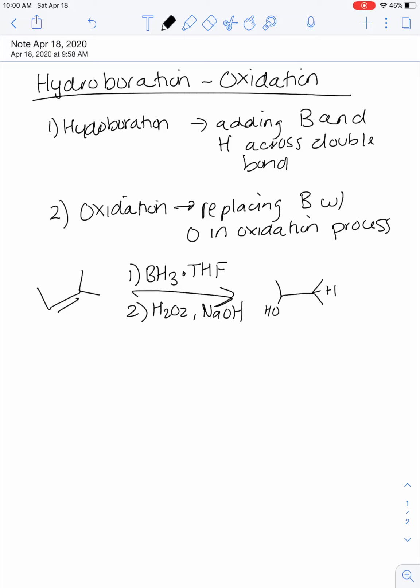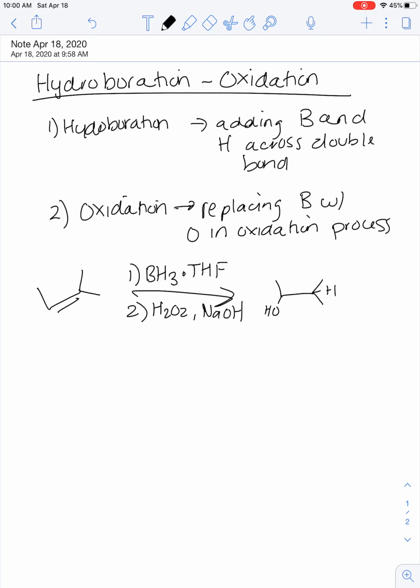Hi everyone, today we're going to continue on with chapter 8. So in chapter 8 we're going to start talking about the hydroboration oxidation reactions. These hydroboration oxidation reactions are going to be anti-Markovnikov addition. So this is going to be an indirect addition of water.